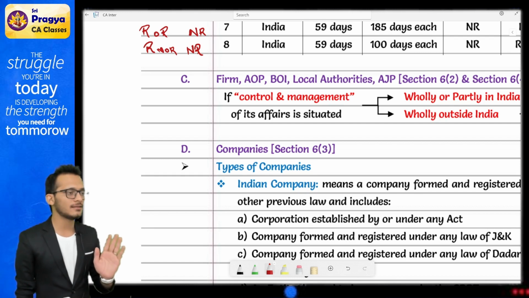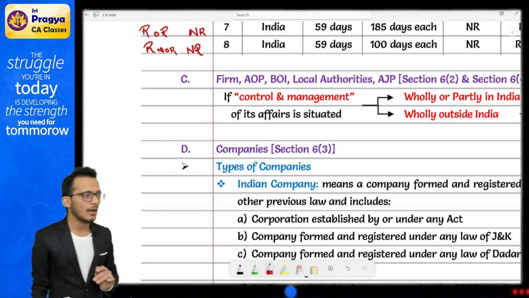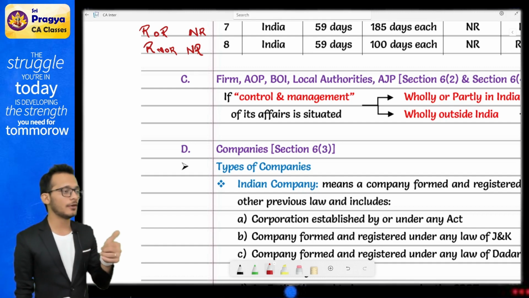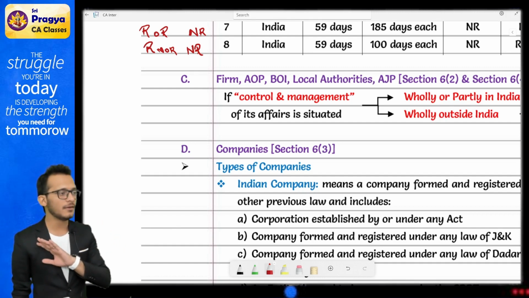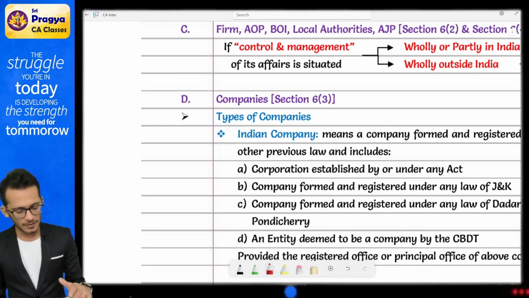Every resident is considered as ROR. ROR, RNOR split is there only for individual or HUF. Beyond that, everyone is ROR directly. Last person becomes your company.